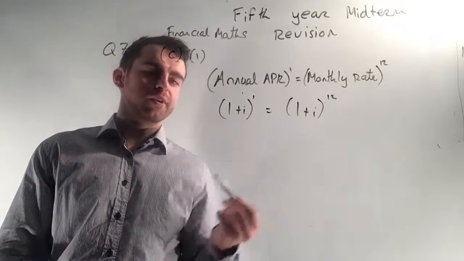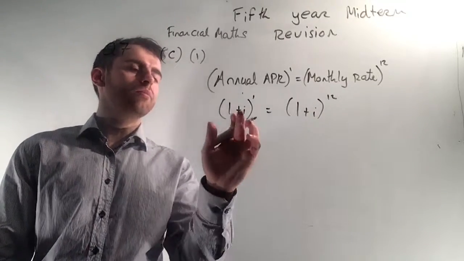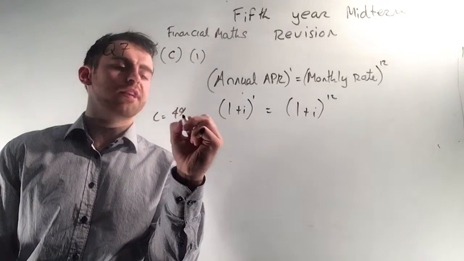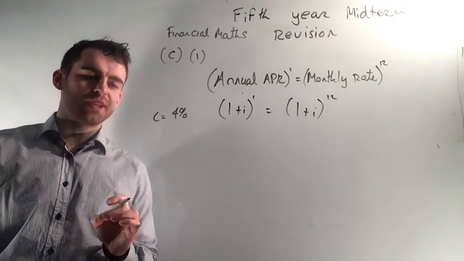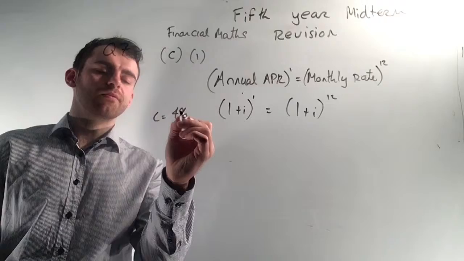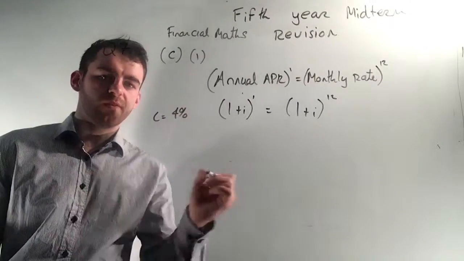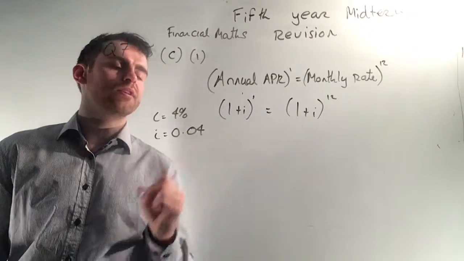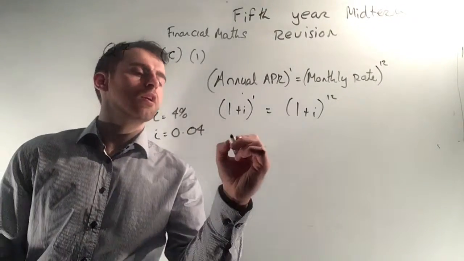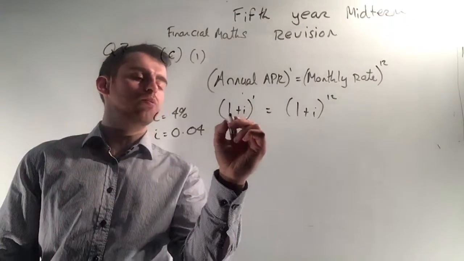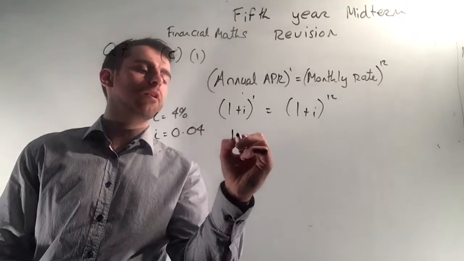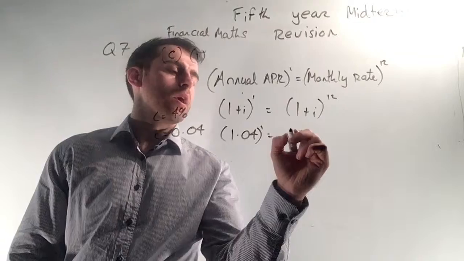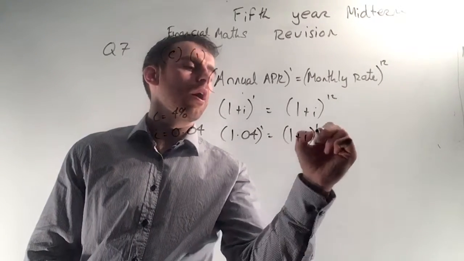Clearly, I'm looking for the monthly interest rate. They've told me that i, for the annual interest rate, is equal to 4%. But I don't want it as a percentage, I need it as a decimal. To convert from percentage to decimal, you divide by 100. Which means actually, in fact, i is going to be 0.04. So I know that the annual interest rate will be 1 plus 0.04, or in other words, 1.04 to the power of 1. And I'm looking for i.